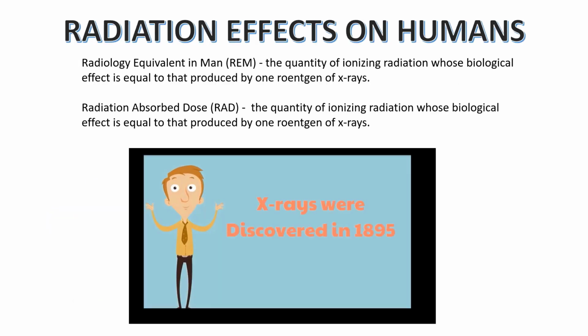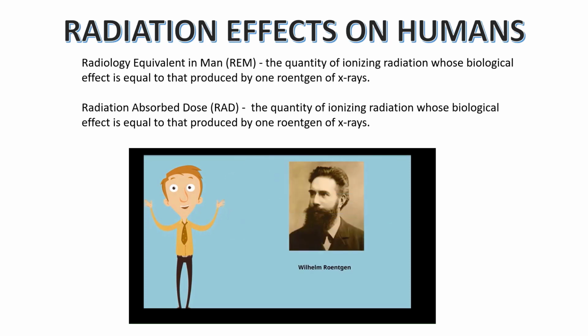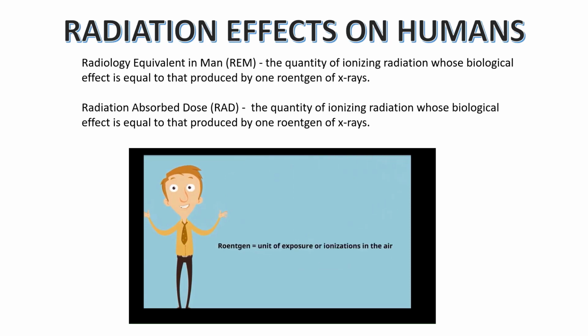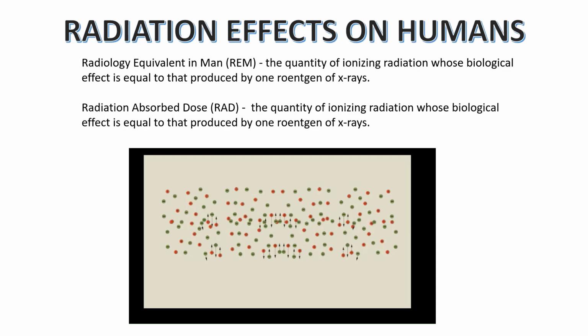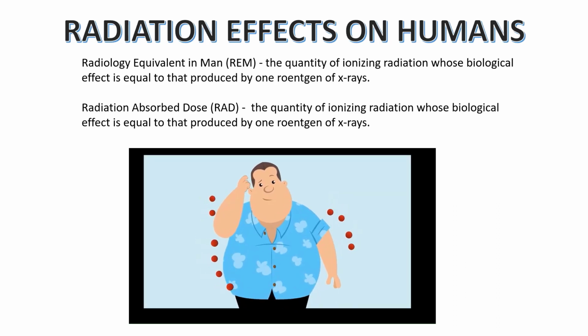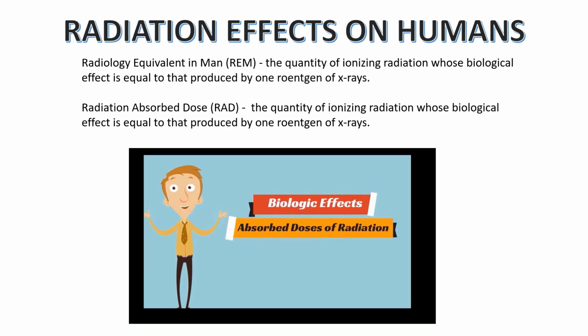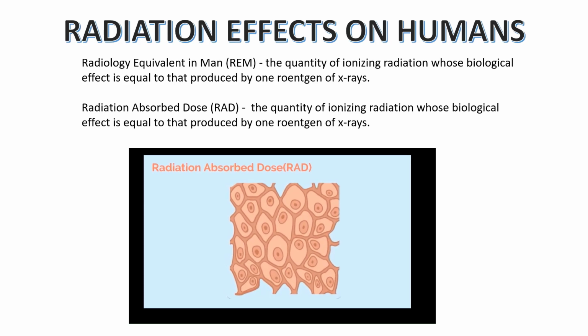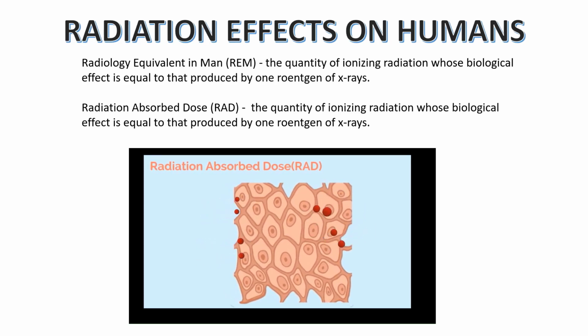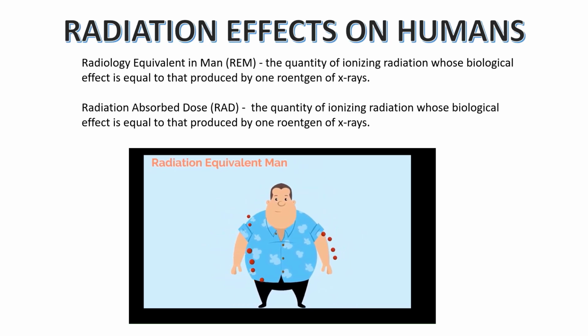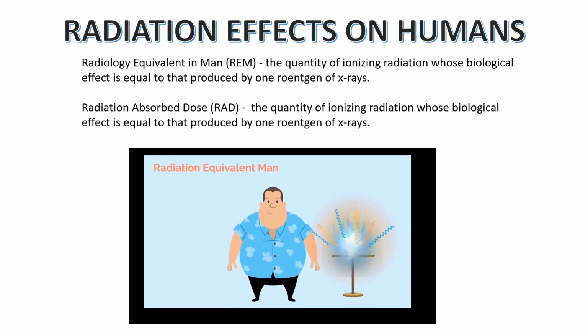X-rays were discovered in 1895 by Willem Röntgen. In his honor, the Röntgen became the unit of exposure or ionizations in the air, with one unit being equivalent to 88 ergs. So that gives us the amount of radiation in the area, but how do we measure radiation entering our bodies? This is important to discuss as biologic effects are related to absorbed doses of radiation. Radiation absorbed dose, RAD, measures the deposition of radiation in any type of tissue, while radiation equivalent man, REM, measures human exposure, further taking into account the biological effectiveness of the different radiation types.